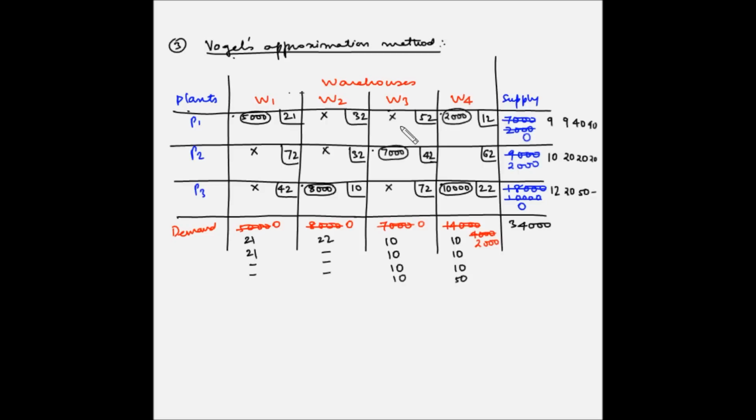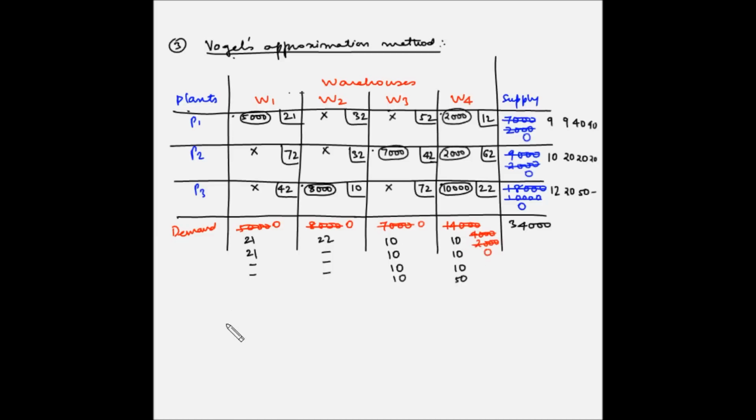Now here, since all the remaining boxes for W3 are crossed off, we don't have to cross off any other boxes. Now the last box, which is unallocated and not crossed off, is P2W4. So let's evaluate the supply and demand situation here. So W4 has a demand of 2000 units while P2 has a supply availability of 2000 units. So the allocation will be for 2000 units. And with this allocation, the demand at W4 becomes zero while the supply availability at P2 also becomes zero. So with this allocation, we have completed all allocations for the supply and demand.